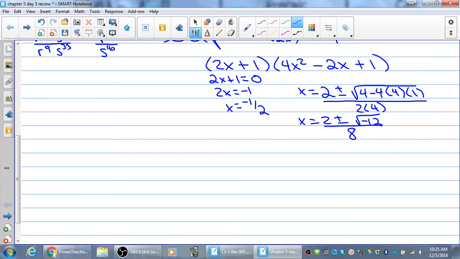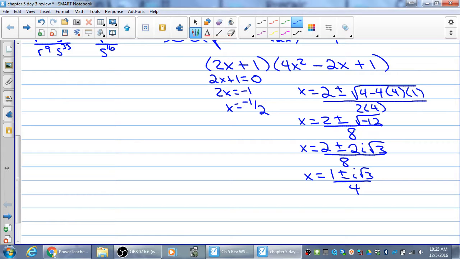Over 8. 4 minus 16 is negative 12, yeah. The square root of negative 12, that's going to be 2, plus or minus, it's going to be 2i square root of 3. 12 is 4 times 3. The square root of 4 is 2, there's the 2 out front, all over 8, and then we have to do a little bit more: 1 plus or minus i square root of 3 over 4.